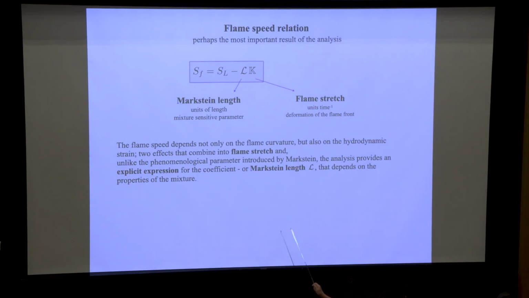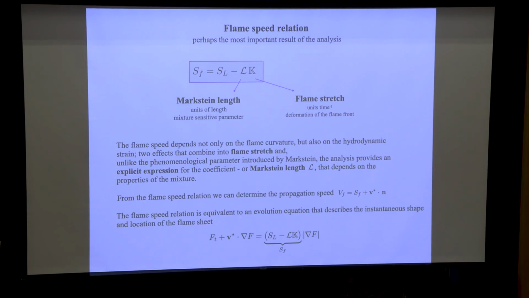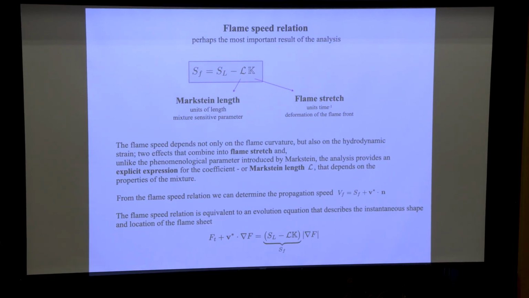Some comments about the flame speed relation. Those are the two quantities that I already told you about. But note that unlike the assumption of Markstein, it depends on flame stretch, which means not only curvature, but more than curvature, okay? And the second thing is there is no phenomenological parameter here. There is a clear definition of L, which is going to come soon. And the same comment I made before, that if you know the flame speed, you have an evolution equation for the flame surface. But of course, that evolution equation is more complicated because it depends on K. K depends on the flow field. And so you have a coupled problem here between the flame and the flow. So you have to solve everything coupled, okay?